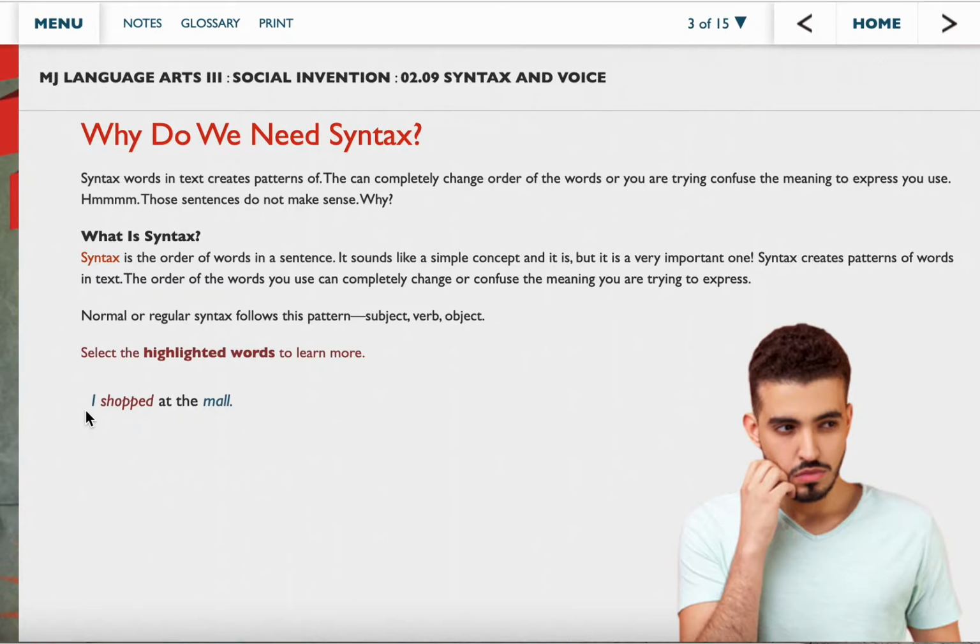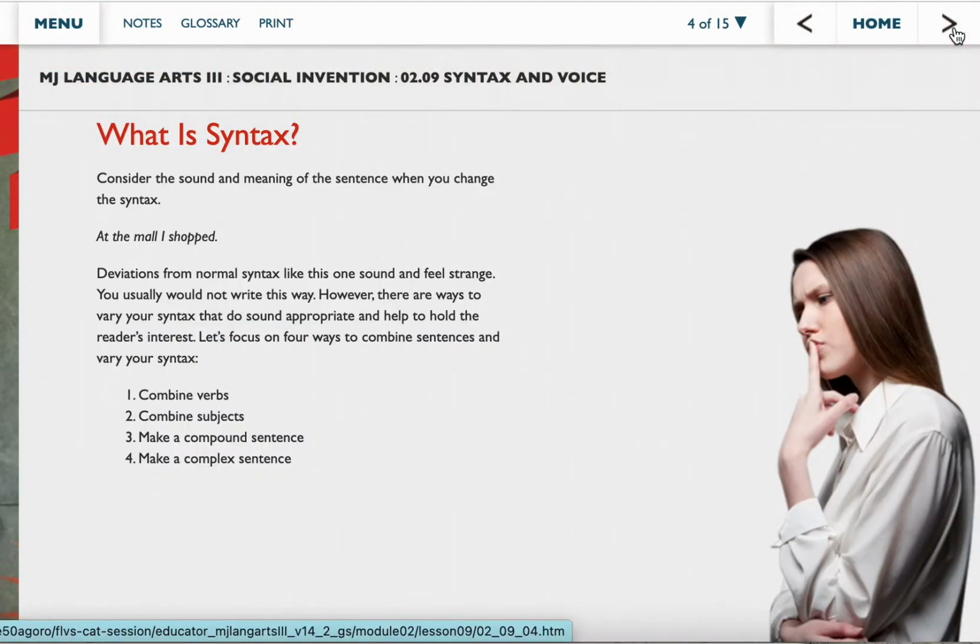I shopped at the mall. I is the subject. Shopped is the verb. At the mall is the object. Consider the sound and meaning of the sentence when you change the syntax. At the mall, I shopped.